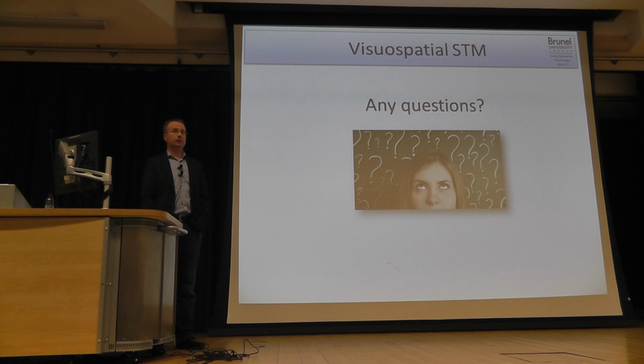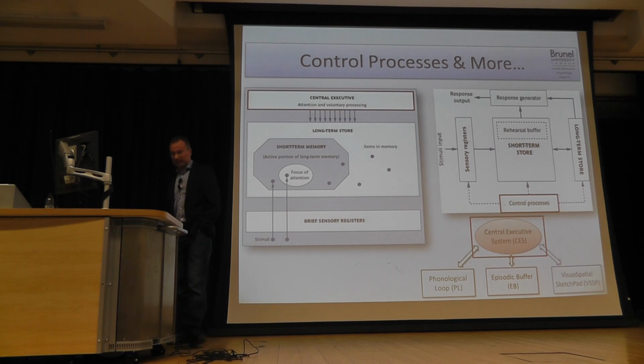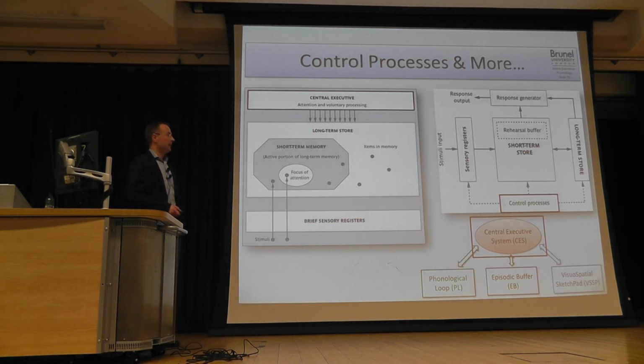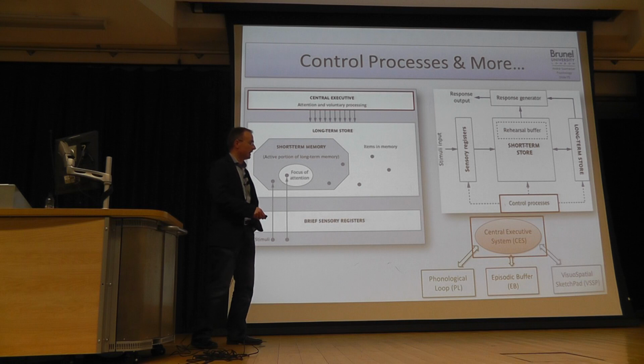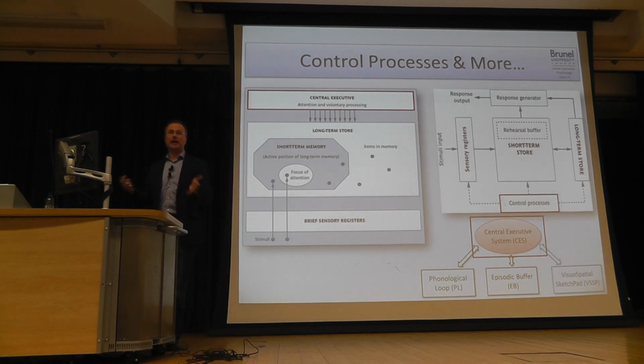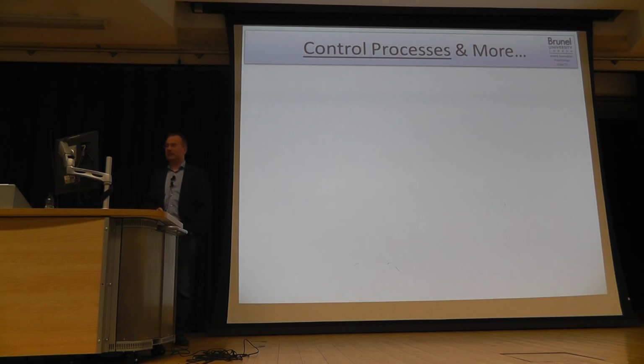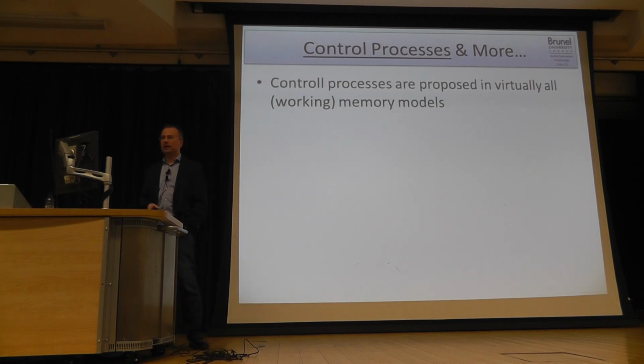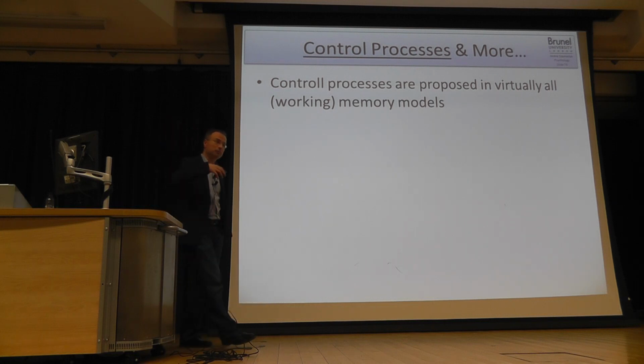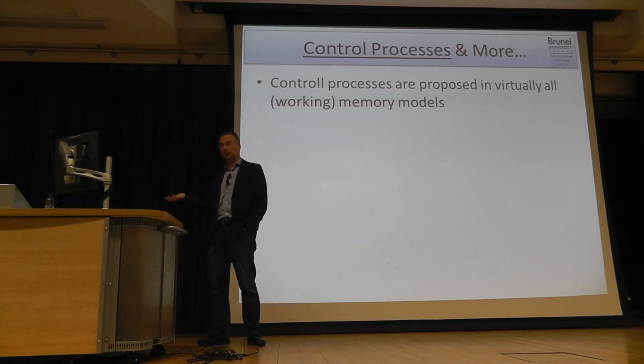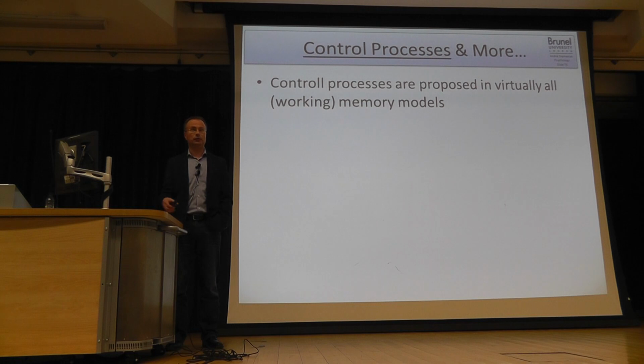Okay, any questions on visual spatial memory? Okay. Now this will only be a brief bit. Again, we get to the control processes and the sensory executive system and the episodic buffer, a little bit of tidying up all the stuff we haven't spoken about in more detail. So the control processes are basically proposed in virtually all working memory models. I would personally say short-term memory models don't have or need these control processes. They are part of working memory. But that depends on the definition you will come across.